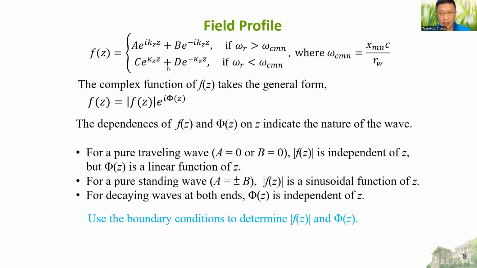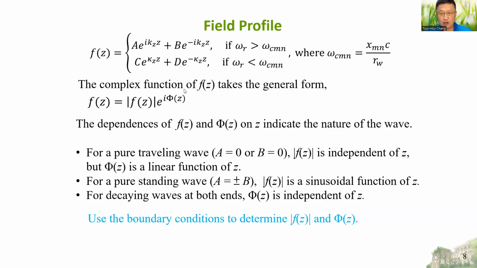Okay, so f of z above cutoff should be this form. Below cutoff should be this form. Exponential growing, exponential decay. Forward propagating wave, backward propagating wave. Where omega Cmn is chi mn times c, c is the speed of light, divided by Rw. Rw is the waveguide wall radius.